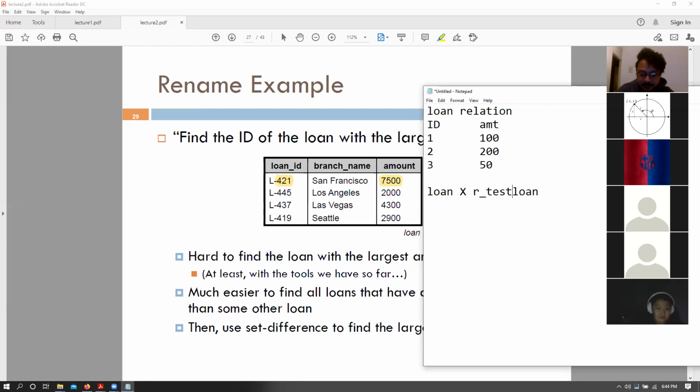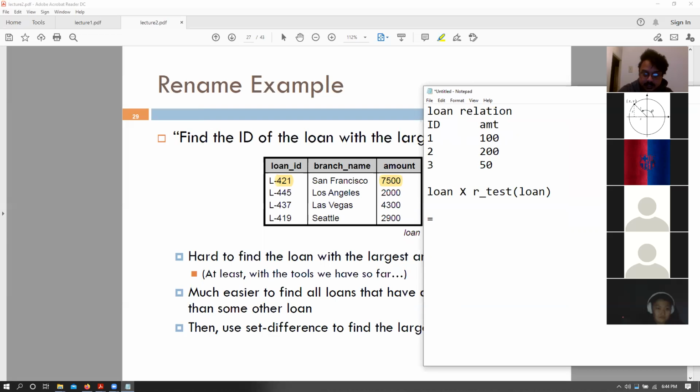So let's say that we are performing rename loan to test, and then we perform the loan operation. Now, can someone tell me what will be the result of this operation? Any ideas? Well, it's a Cartesian product, right? So we have loan, that is one.